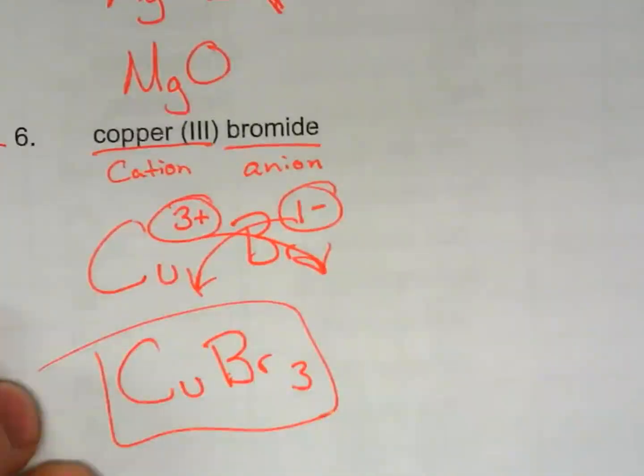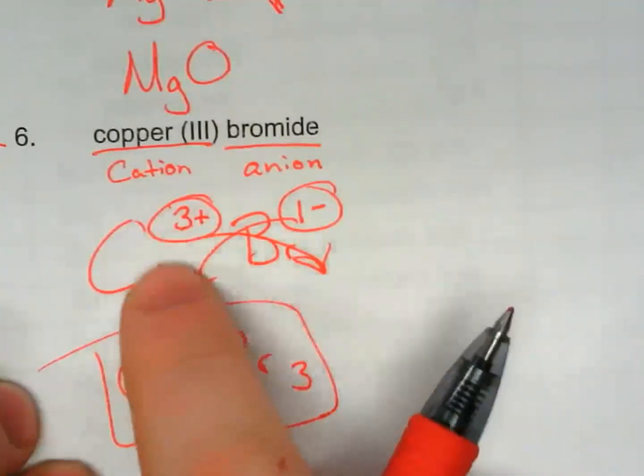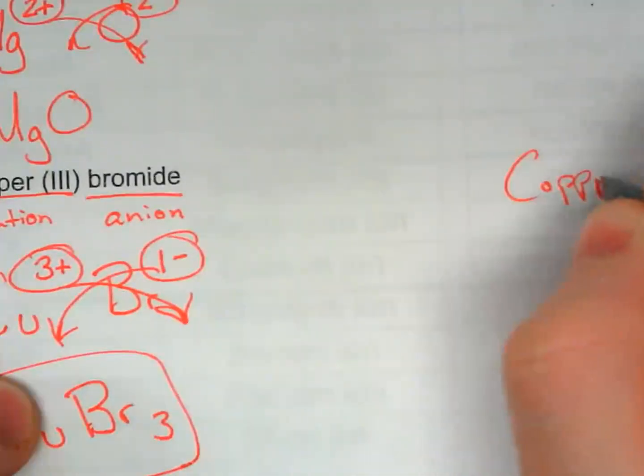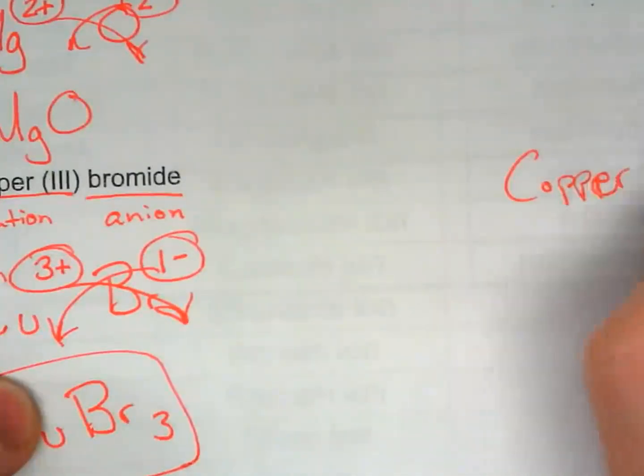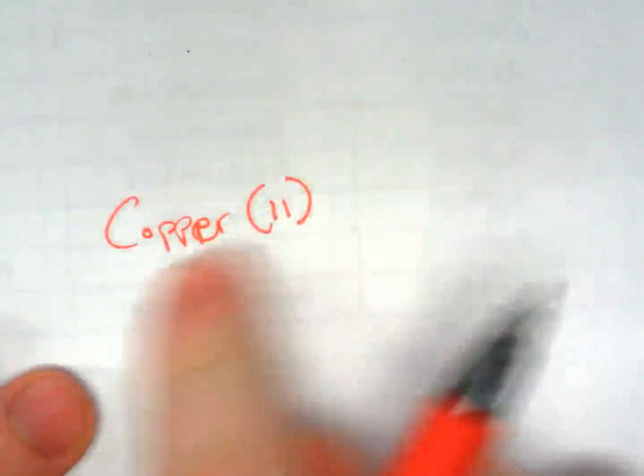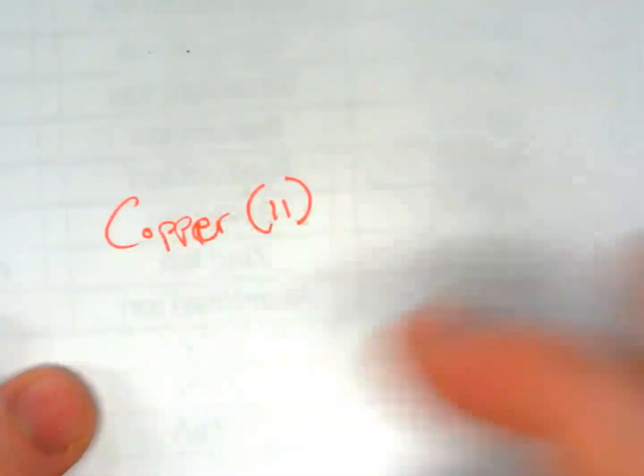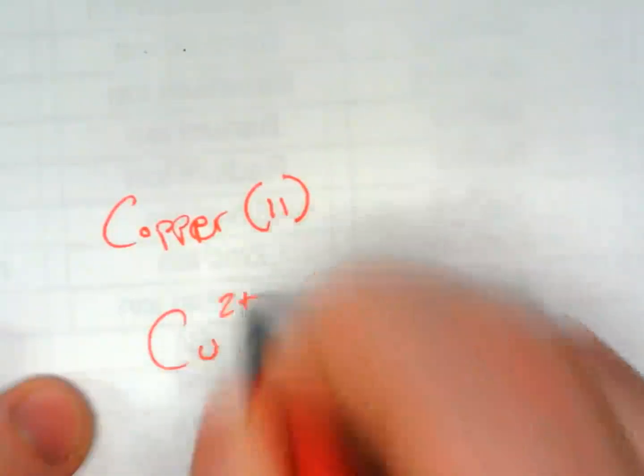Boom. Okay. Now just so I can clarify, in problems in the future you're going to see something like copper and then 2. You'll see copper 2, and what that would mean is that you would have copper and then 2 plus.